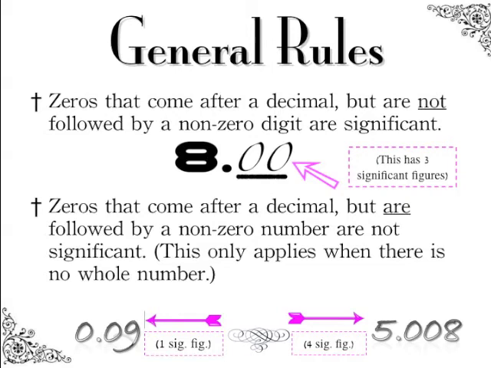Zeros that come after a decimal but are not followed by a non-zero digit are significant. 8.00 has 3 significant figures.